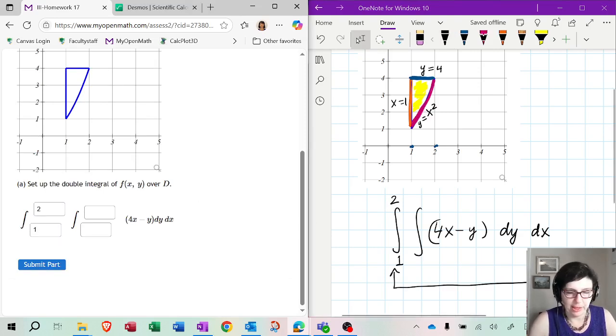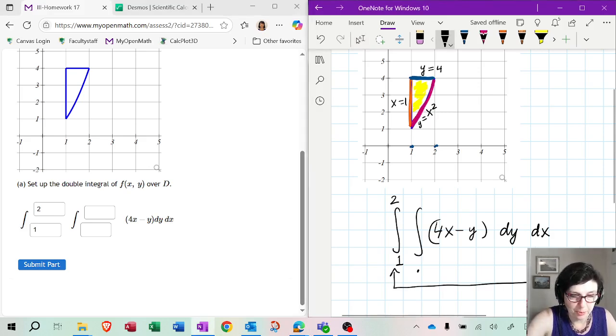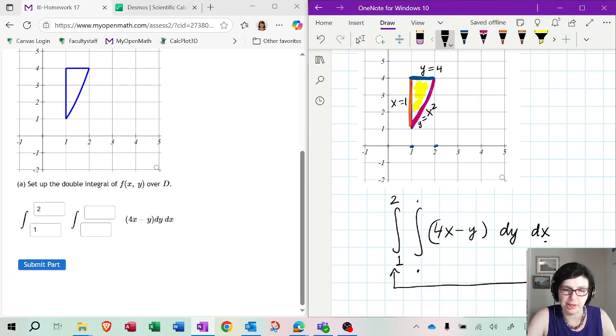What about the inside limits? Remember that unless your region is a rectangle, the inside limits, possibly both, but at least one of them, must have the outside variable. So the outside variable here is x. So either the bottom limit should have x, or the top should have x, or both. When you look at the region, you need to look for which one is the bottom curve.